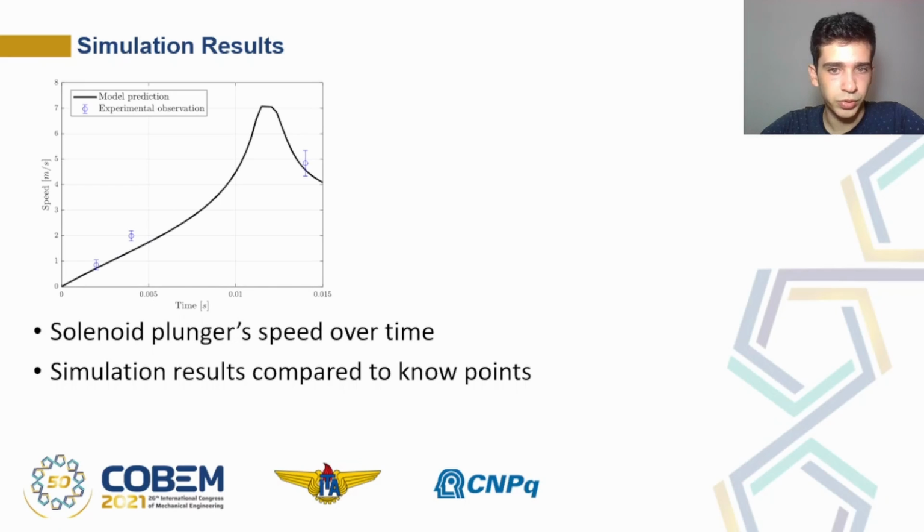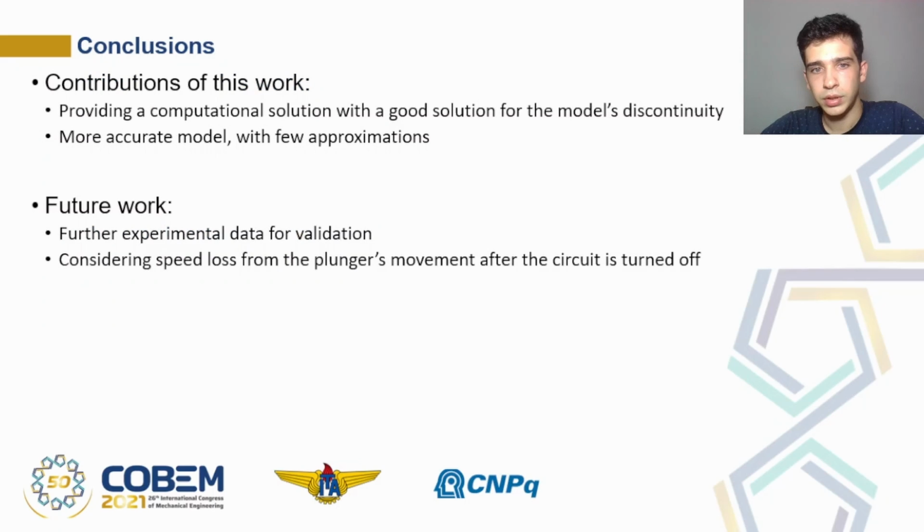As you can see, the model is promising, with the team planning on mapping more experimental points to further validate the model. Nonetheless, the model already hints us into directions for a robot's kicking mechanism project. Finally, we reinforce the contributions of our work, which provides a computational solution that considers the discontinuity of the model while providing a more accurate approximation of the real system when compared to the literature.